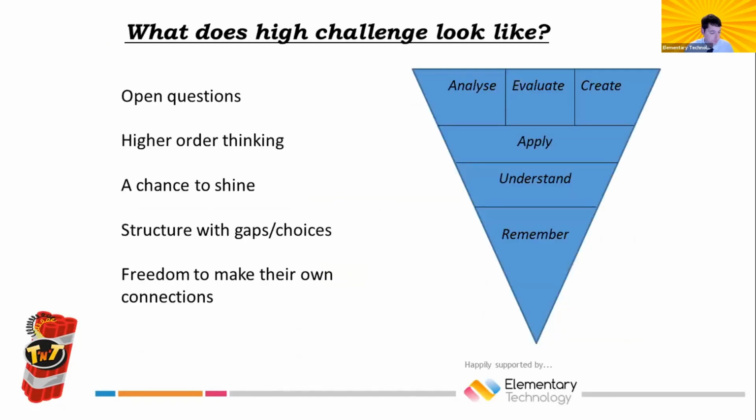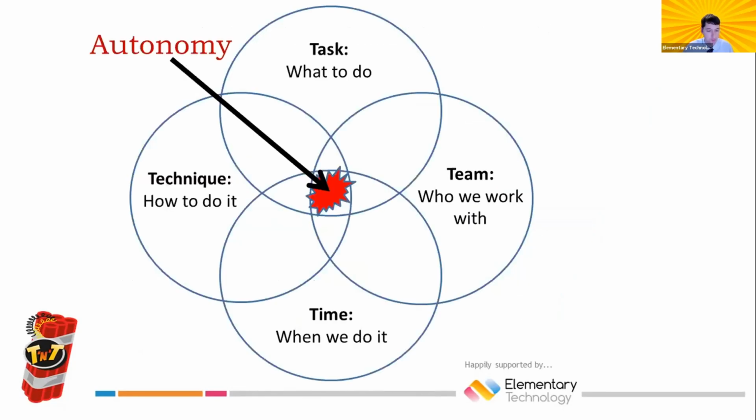Okay, so freedom to make their own connections, and finally, some autonomy or self-direction. So being able to have a little say in what they do. Any work we set for them, you can split into these 4 categories. The task: what is it they have to do? How are they going to do it? Is it a poster, a PowerPoint? Are they going to stand up and give a speech to the class? Are they going to write an essay? Are they going to do a play? Time: when we do it. And the team: who we work with.